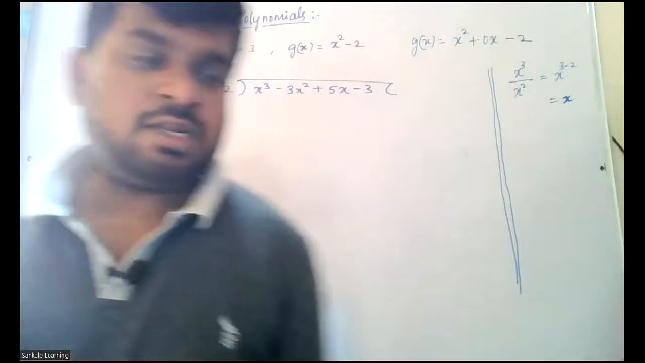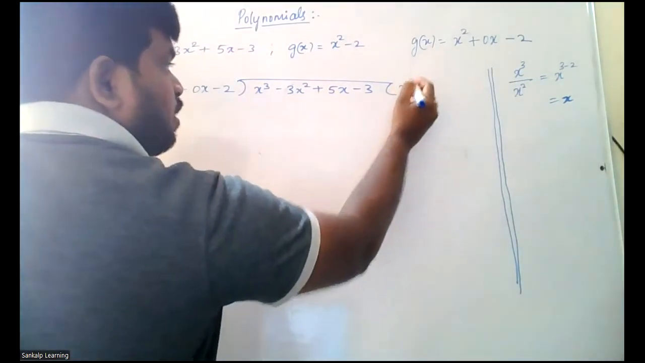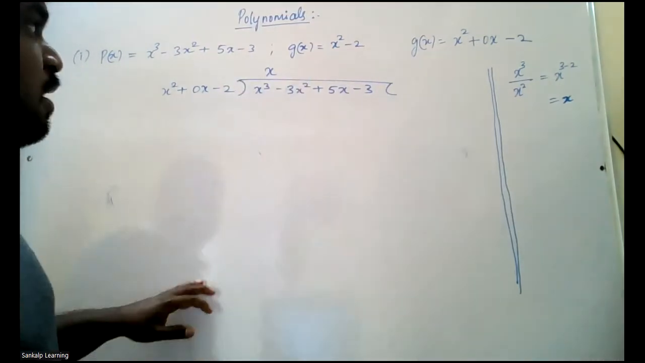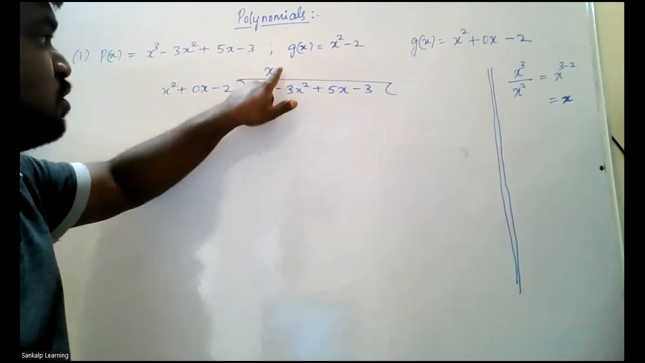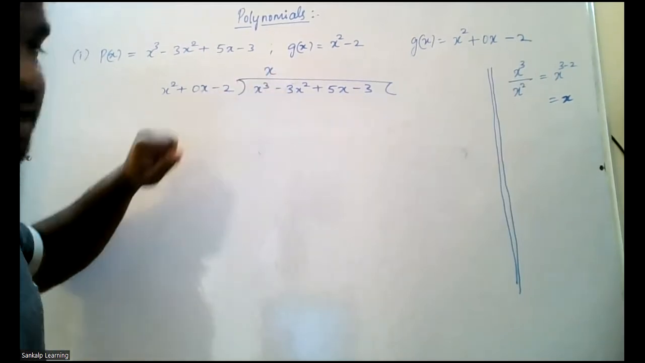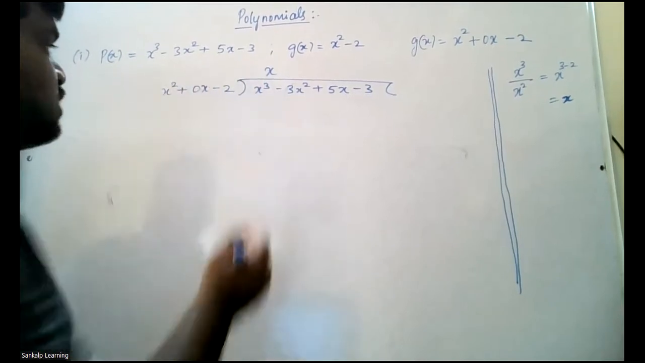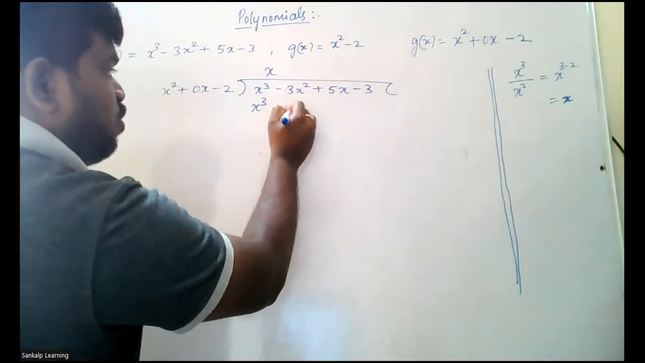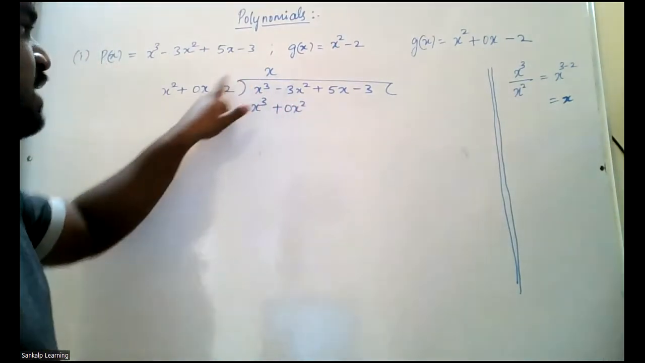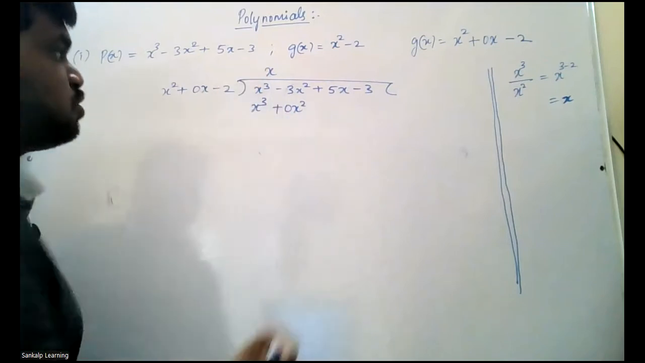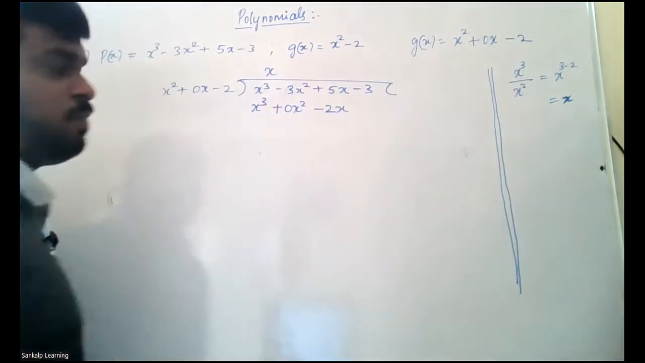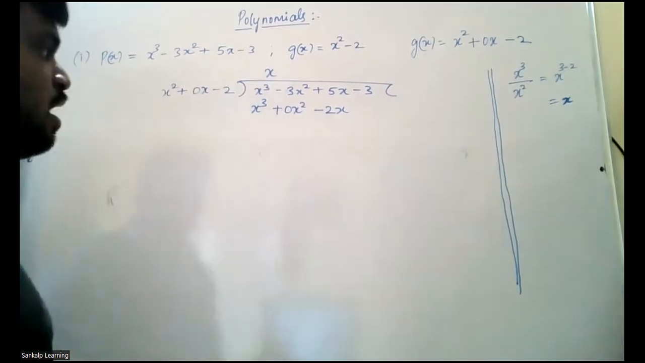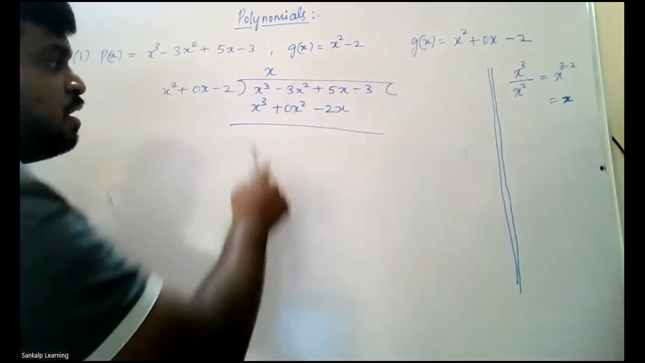So the first term of the quotient is x. Let me write it on the top so it is easy. Now remember, this quotient that we have got should be multiplied with each term in the divisor. So let's multiply. x into x square will become x cube. x into 0x will become 0x square. x into x is x square. x into minus 2 will become minus 2x. I hope it is clear. This quotient should be multiplied with each term. Then what do we do? We subtract it, isn't it? So we have to change the sign.